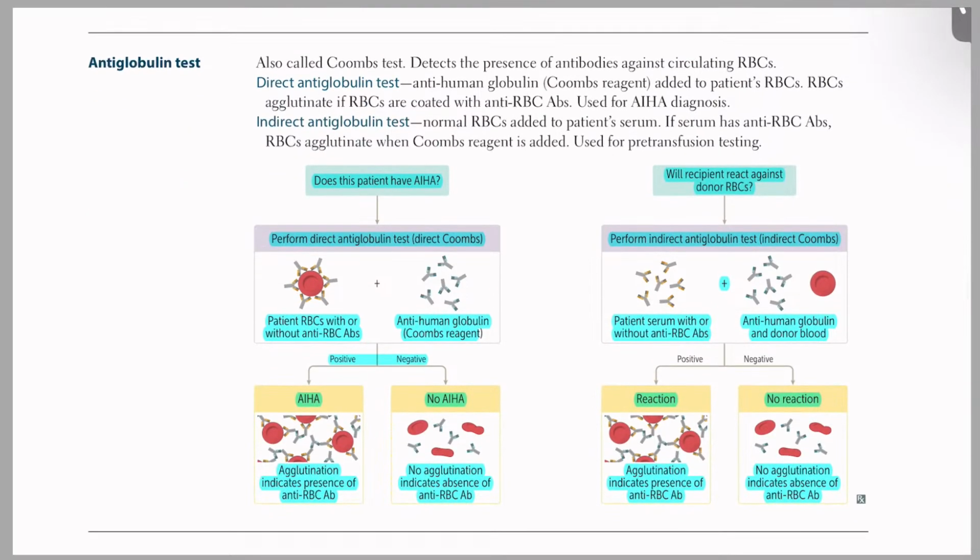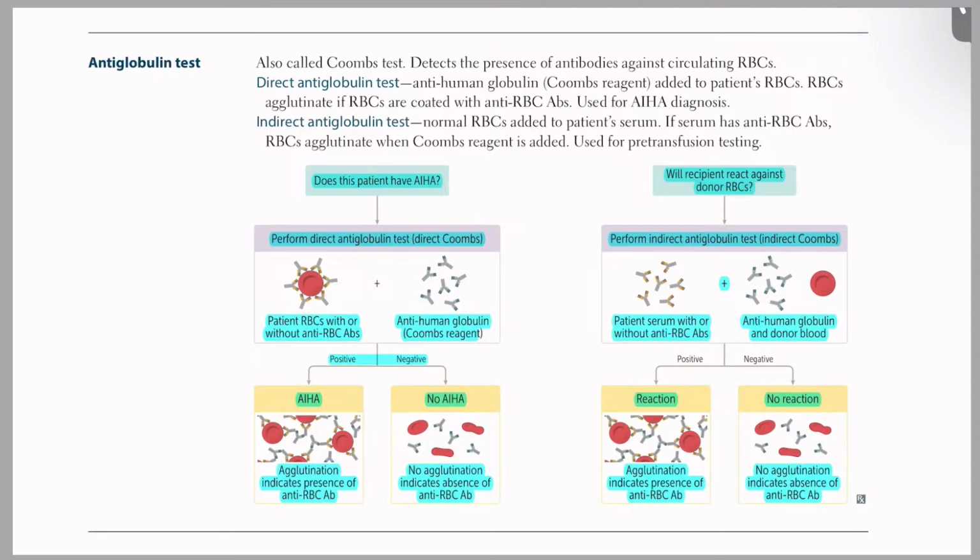Next, antiglobulin test, also called Coombs test. Detects presence of antibodies against circulating RBCs. Direct antiglobulin test: anti-human globulin Coombs reagent is added to patient's RBCs. RBCs agglutinate if RBCs are coated with anti-RBC antibodies. Used for AIHA diagnosis.